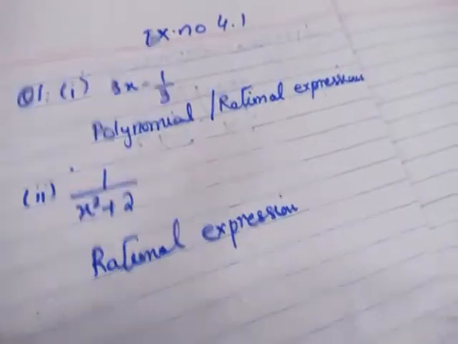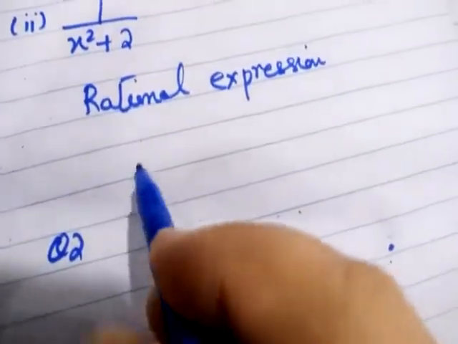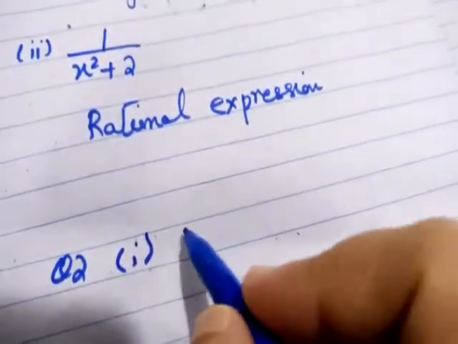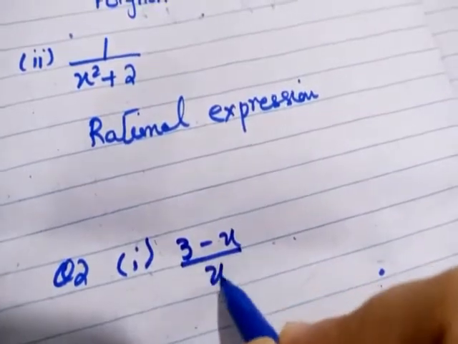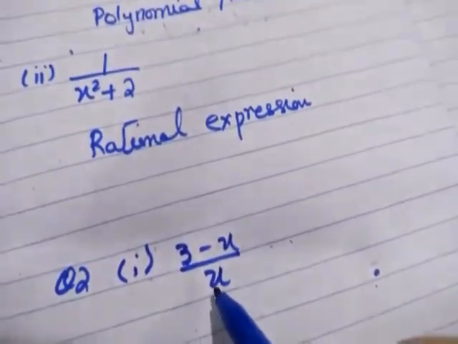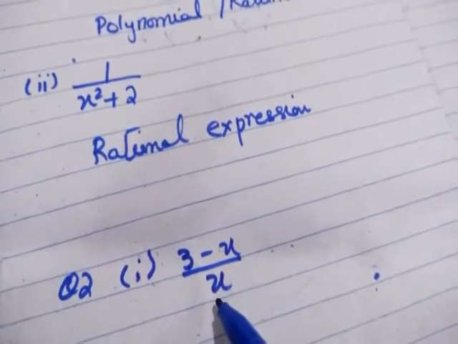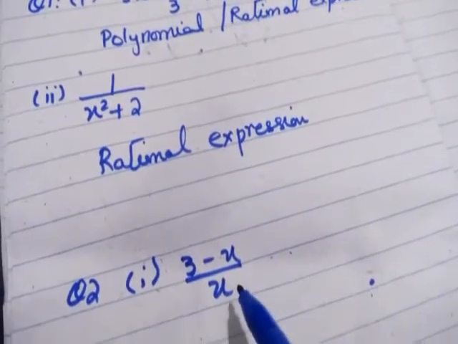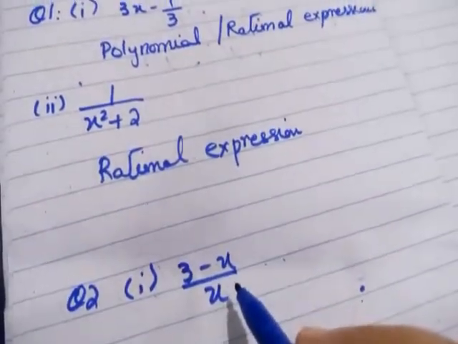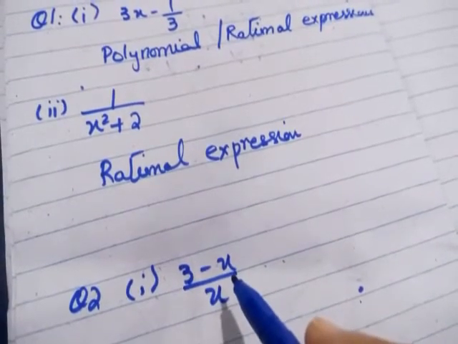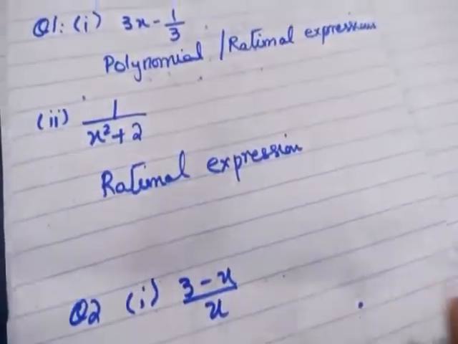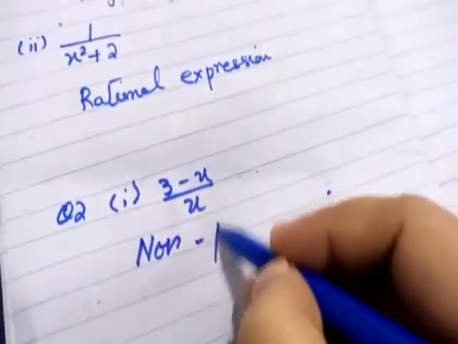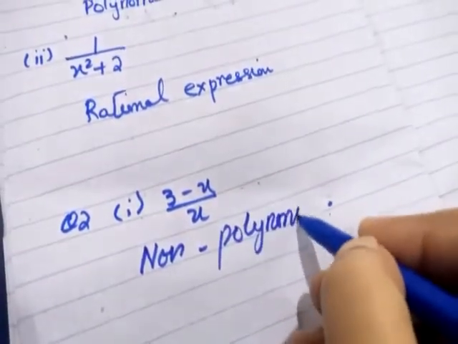For example, I am discussing part 1 of question number 2, 3 minus x upon x. In this you see that x is again in the denominator, so this is x to the power -1, so this is a rational expression. So a rational expression is actually counted as non-polynomial here, so we will write non-polynomial.